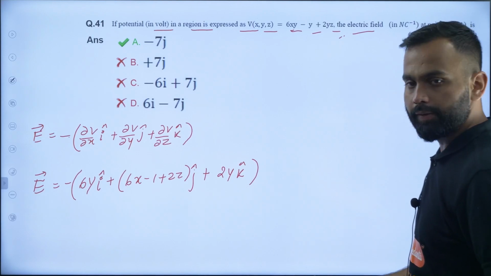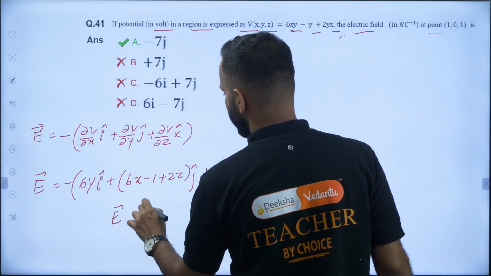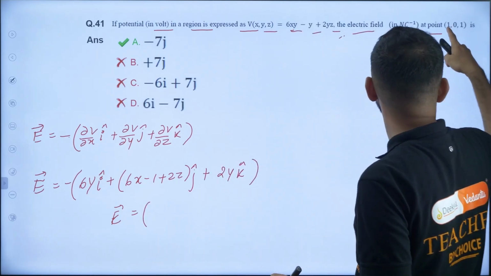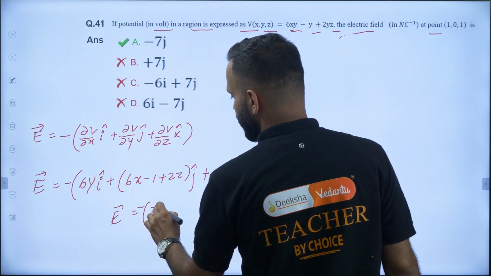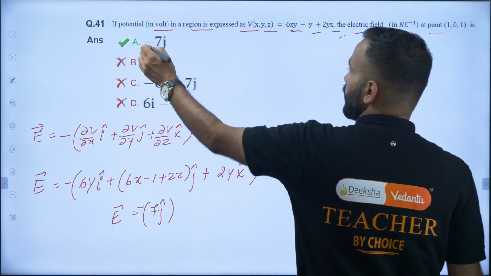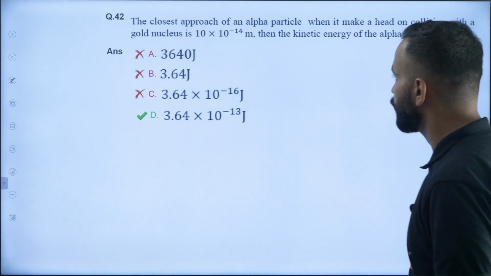Okay, so now solve this, you will get the electric field at point 1, 0, 1. Now substitute the values: x is 1, y is 0, z is 1. So minus 7 j cap. The correct option is A. Okay, question number 42.